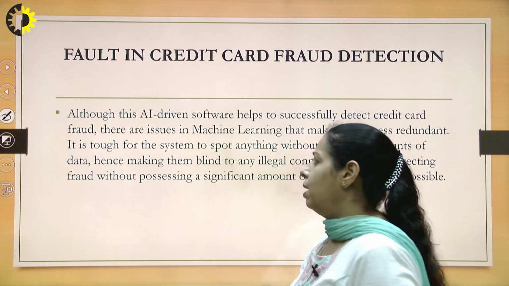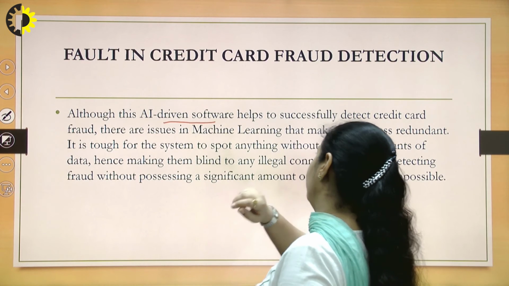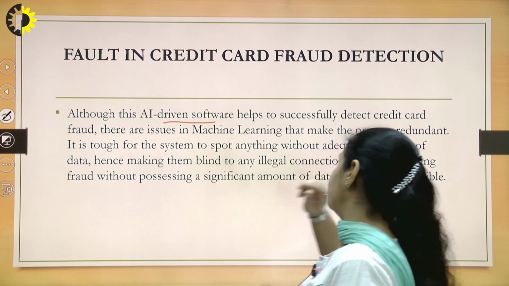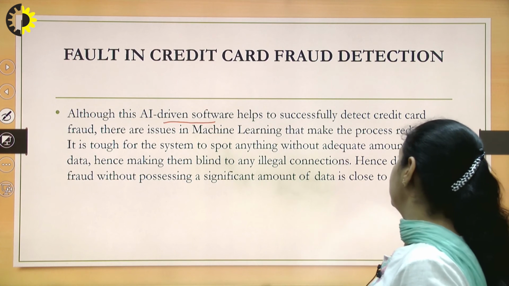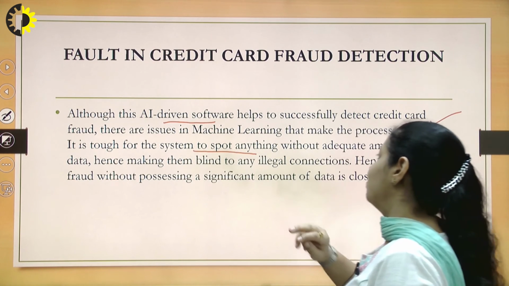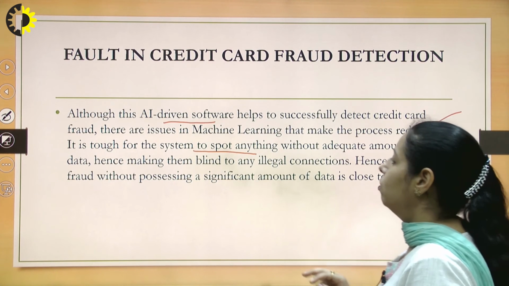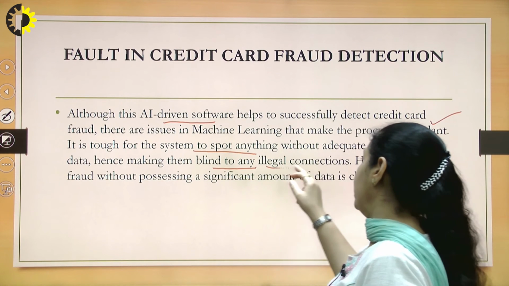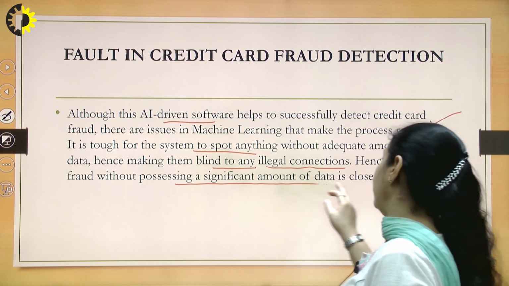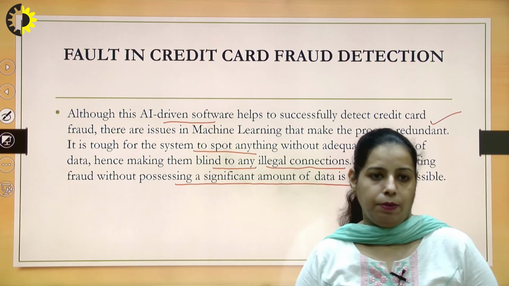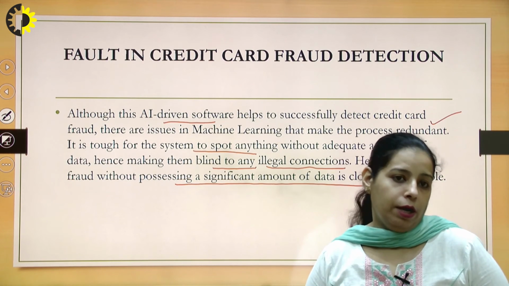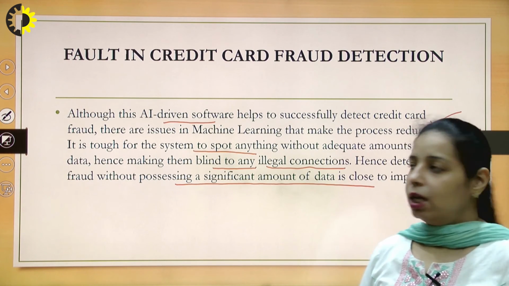It's an example: although AI-driven software helps to successfully detect credit card frauds, there is an issue in machine learning that makes the process redundant, that is, repetition occurs. It is tough for the system to spot anything without an adequate amount of data, hence making it blind to any illegal connections. Detecting fraud without a significant amount of data is close to impossible. So it means that our machine learning algorithms require good quality data in order to spot such kinds of frauds.